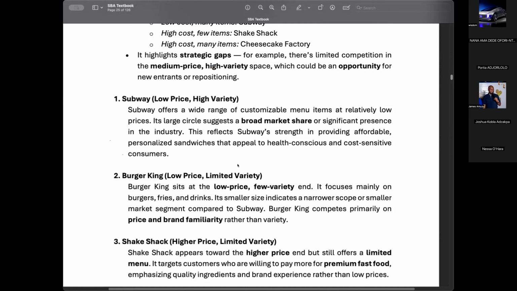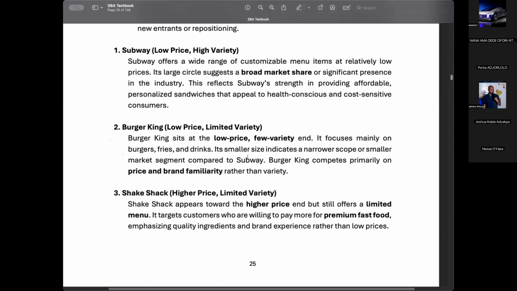Burger King, there's not much variety. You can't do a lot of things on your own. You just have to choose from the menu they give you, and the prices are fair. And then Shake, they have higher price, but there's also limited menu. That means that it's a high fast food enjoyment place. They use quality ingredients. They may be organic, but their prices are not going to be low. Their prices are going to be high.